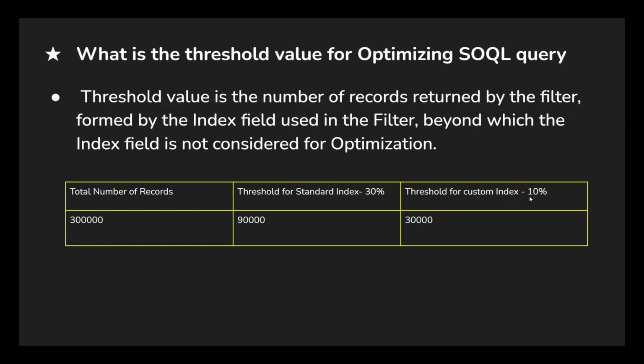This table gives an example of calculating the threshold value. Consider that a table has a total of 3 lakh records, then 90,000 records is the threshold for considering the standard index. Similarly, 30,000 records is the threshold for considering a custom index.